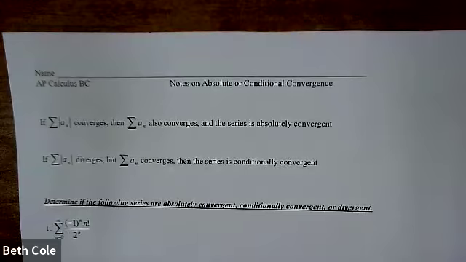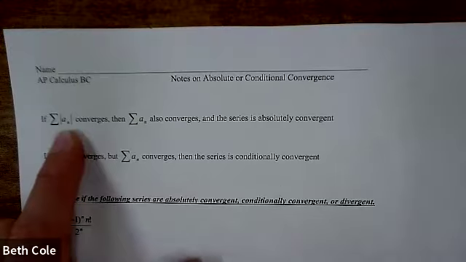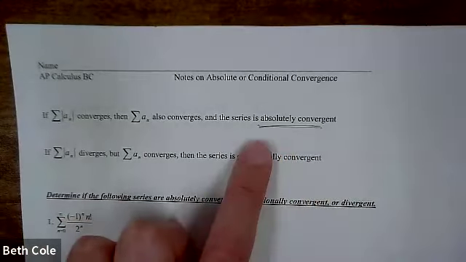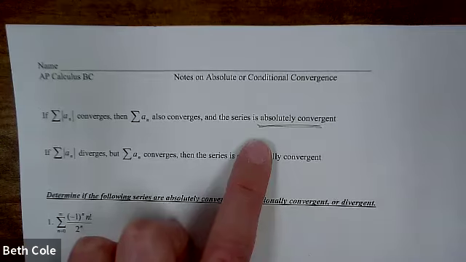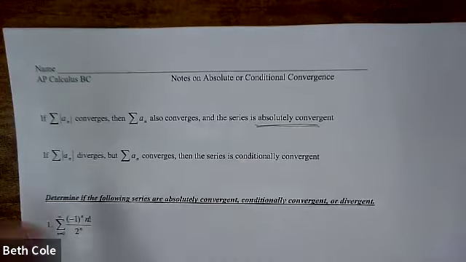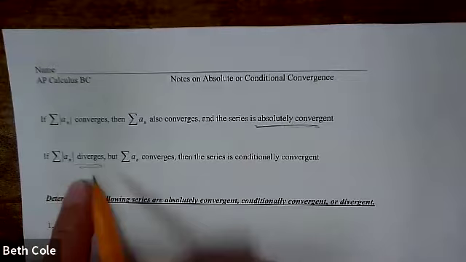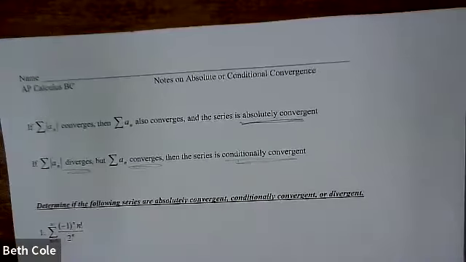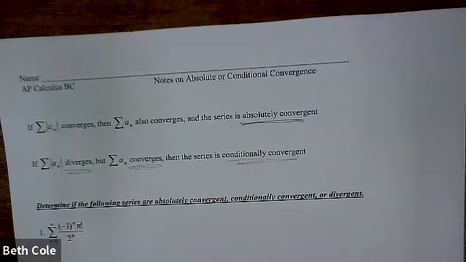All right. Last lesson is whether a series is absolutely convergent or conditionally convergent, or it could diverge as the third choice. If you take the absolute value of the series and that converges, then it is absolutely convergent. If the absolute value diverges, but the series itself converges, then it is conditionally convergent. It's basically just a lot of vocabulary. All right, here we go.